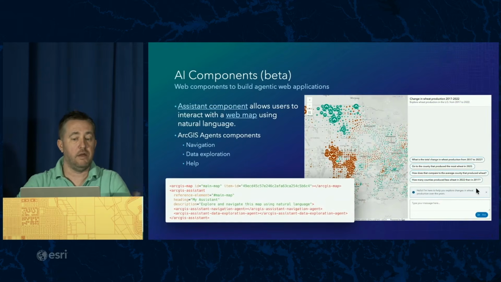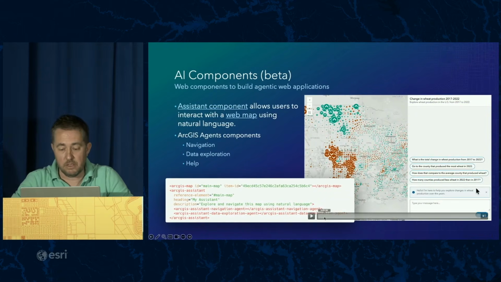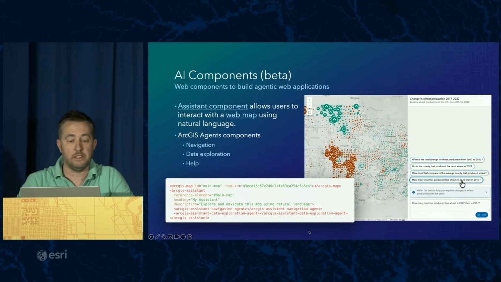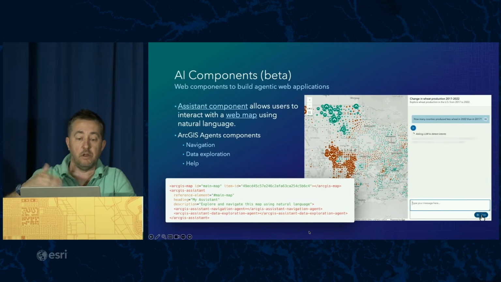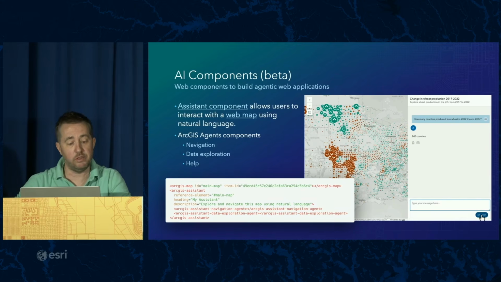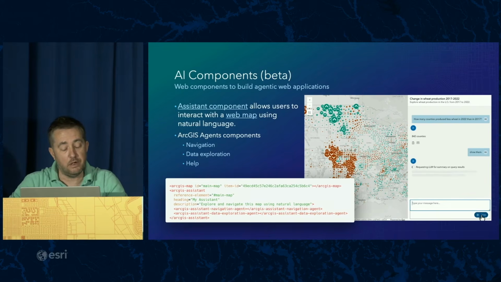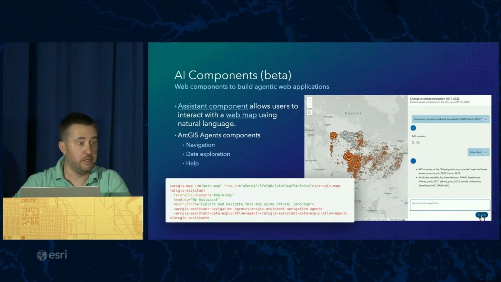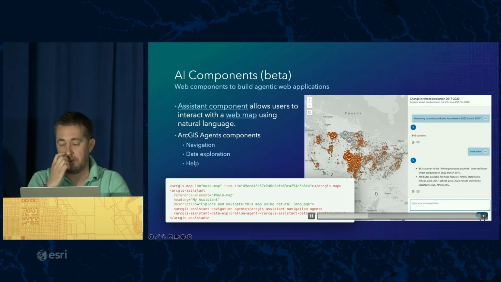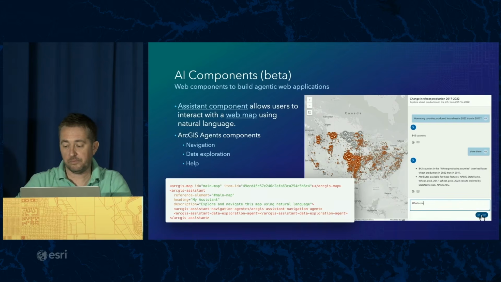We have the AI components in beta. There is one main ArcGIS assistant component and then a suite of three out-of-the-box agent components that you can configure your assistant with.